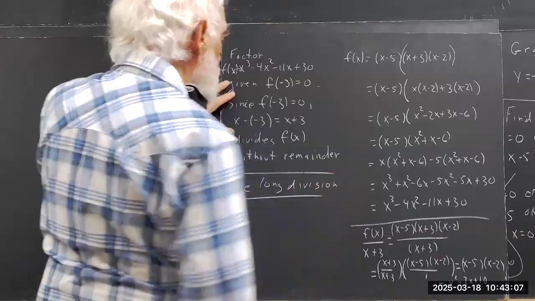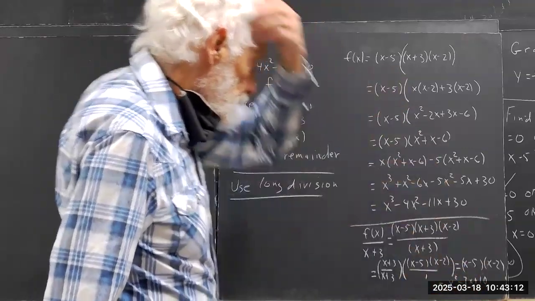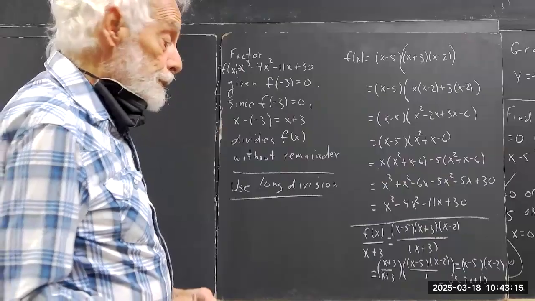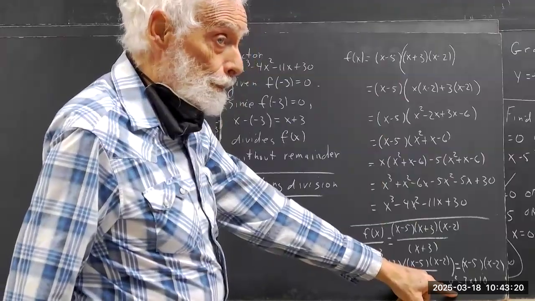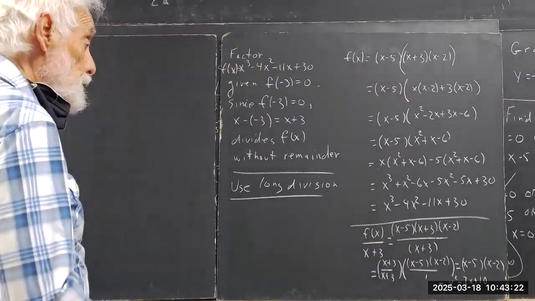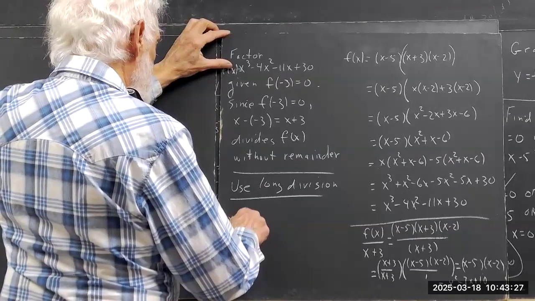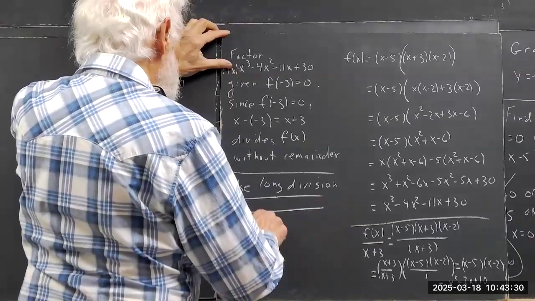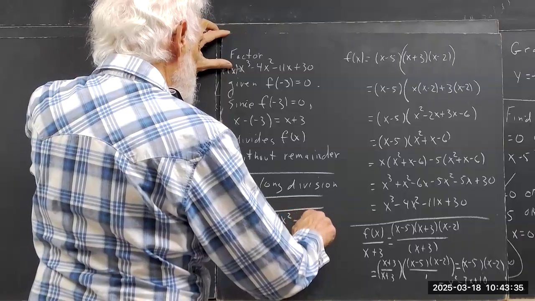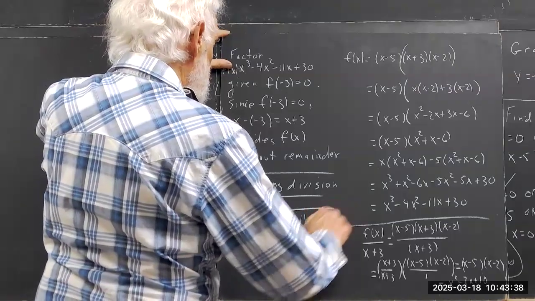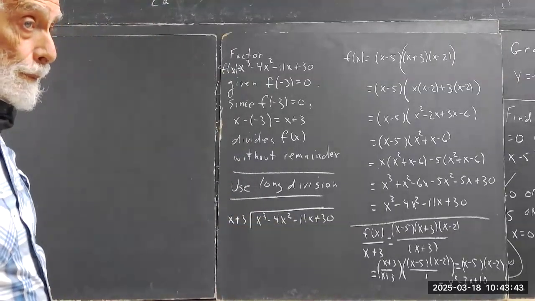And we know that this should equal this, so the result should be x squared minus 7x plus 10 with no remainder. But we're pretending we don't know this, and we're going to discover this. So we use long division. We write that out as x plus 3 divided into x cubed minus 4x squared minus 11x plus 30. That's how we're going to write it out.